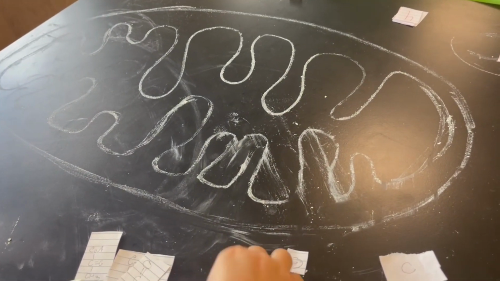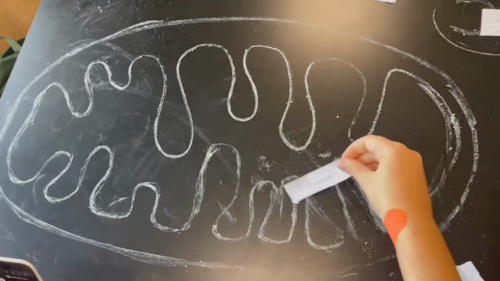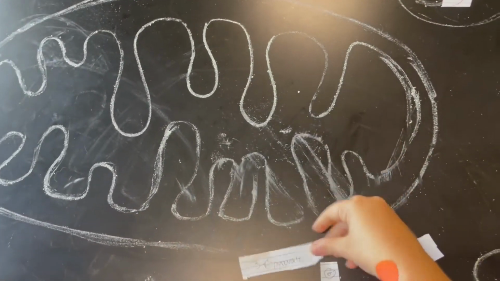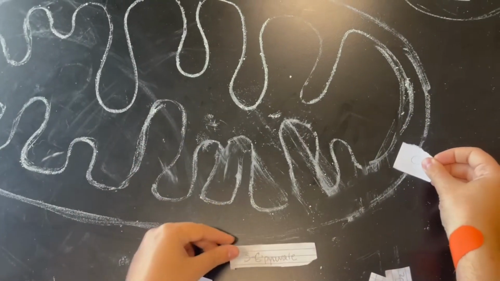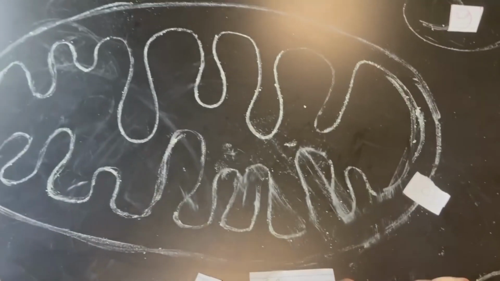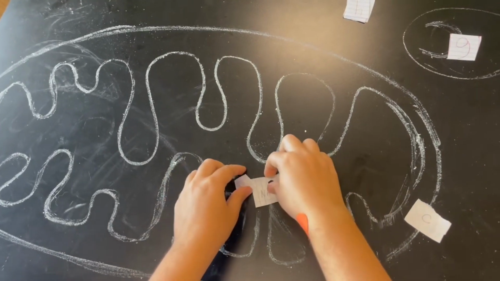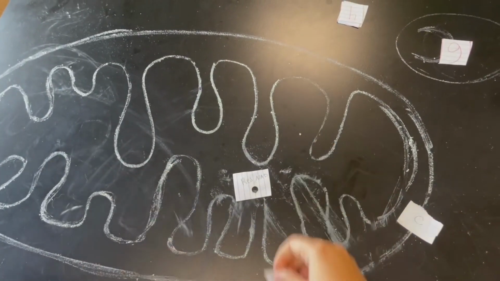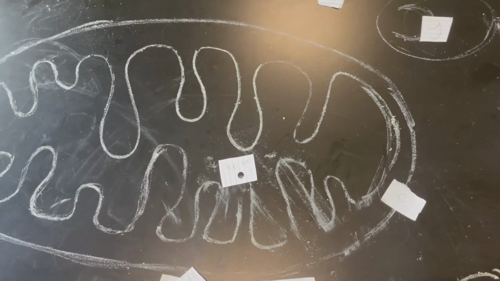We've got pyruvate, a 3-carbon molecule, ready to enter the mitochondrion. 1 carbon is released as CO2. NAD plus grabs electrons to become NADH. And what's left is a 2-carbon molecule, acetyl-CoA.